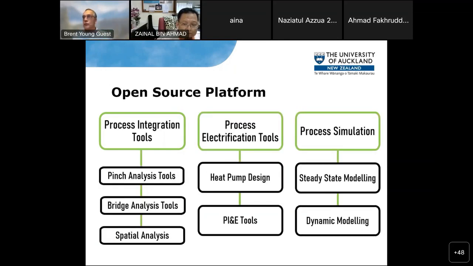So just in some more detail, what we're looking at in particular on those three different tool sets. Pinch analysis, bridge analysis, and spatial analysis tools for process integration. We're looking at how we build and include heat pumps for integrated process electrification. And we'll be doing this both at steady state, but also dynamic modeling. We need that level of fidelity.